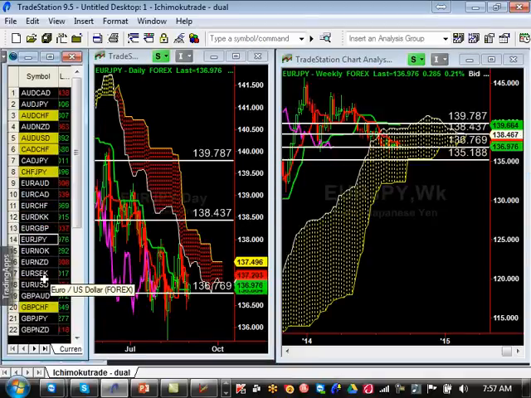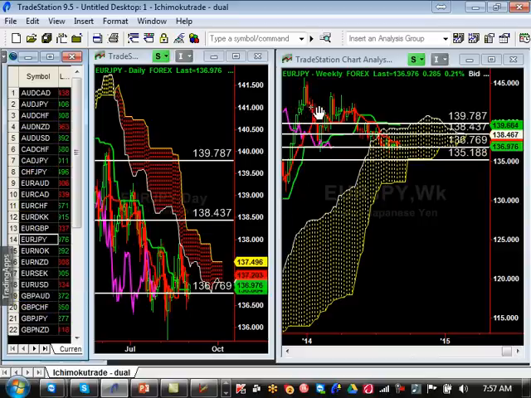Euro yen here, this is basically bullish trending on the weekly. It's gone for its first major pullback. 136.769 is a major support for this guy. 135.18 is a major support. It's at a minor support, 136.76, which you can't seem to penetrate.